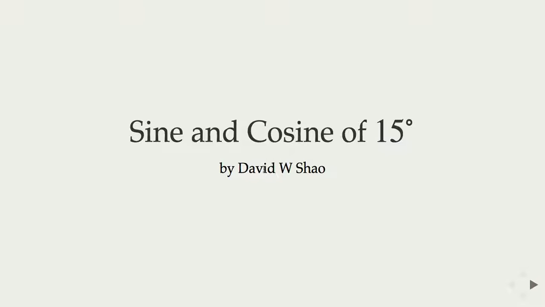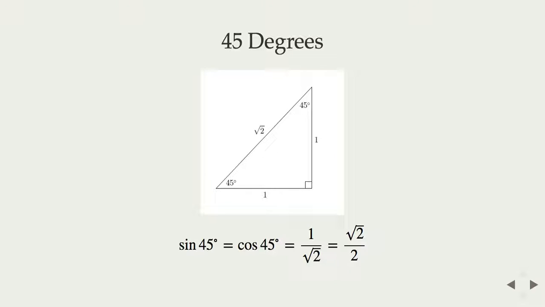So today we're going to talk about the calculation of sine and cosine of 15 degrees. All right. So we're going to introduce a few methods to calculate the values. Of course, before we start, it's a good idea to review some of the special angles. For example, 45 and 30 and 60.